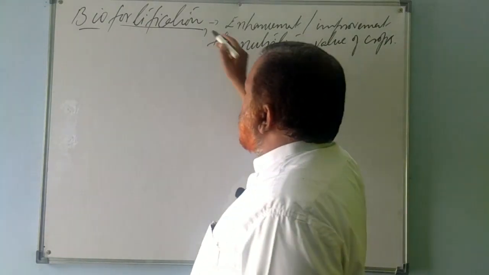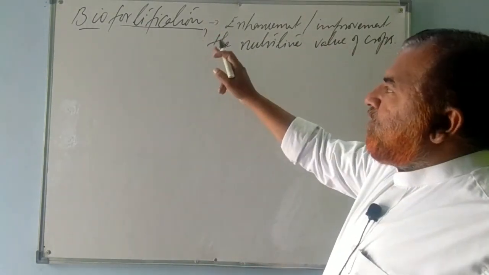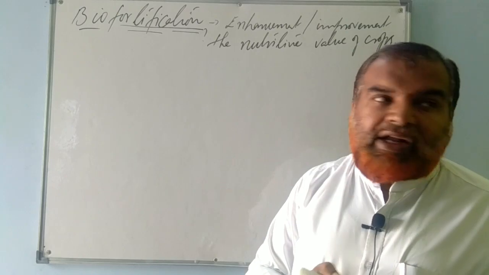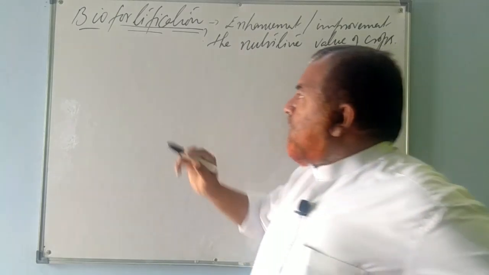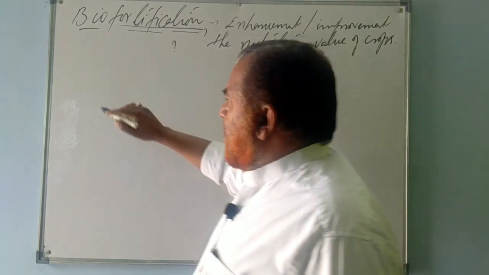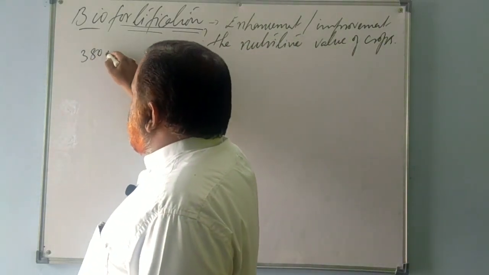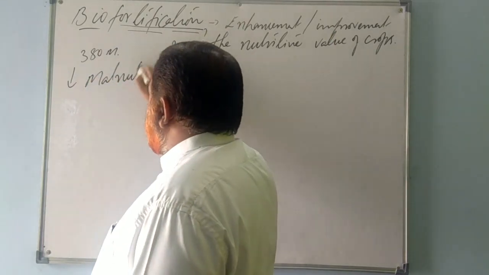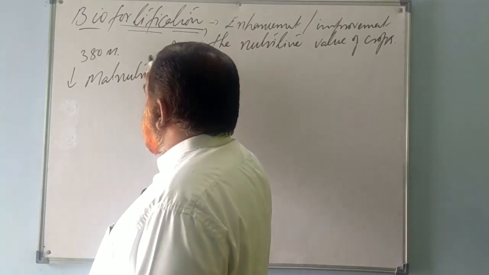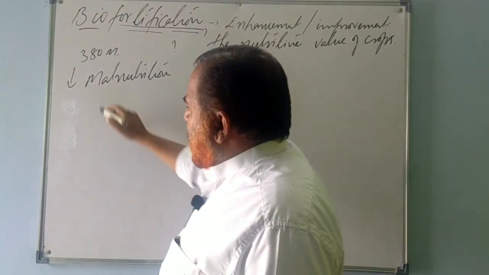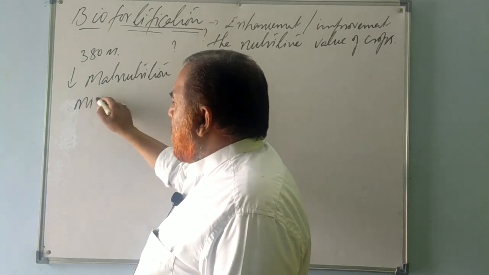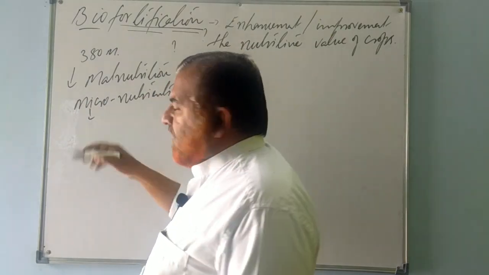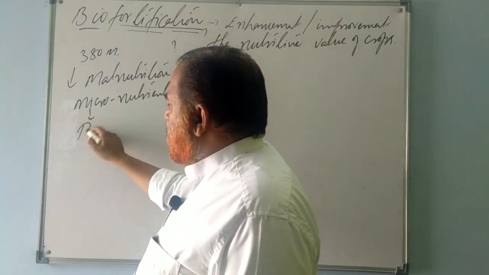Why this? Now you understand the definition. Biofortification is the process of fortifying, increasing the nutritive value. Why do we have to increase the nutritive value? Because around 380 million people in the world are suffering from malnutrition. What is malnutrition? They lack micronutrients. What are micronutrients? I have discussed this in the very beginning also.